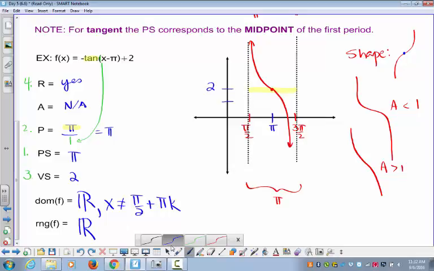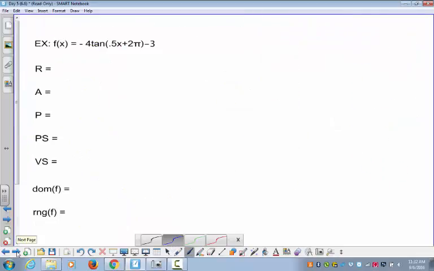All right, so let me give you one to do. So go ahead and try that one. So I wrote that's 0.5x, that's just 1/2 x. If you want to write it as a fraction, that's totally fine, 1/2 x. Factor it out and see if you can get it. I'll put the shape over here, although it should be pretty obvious.